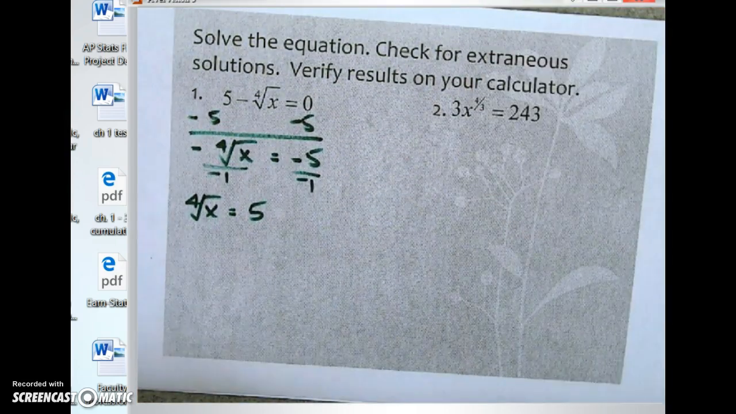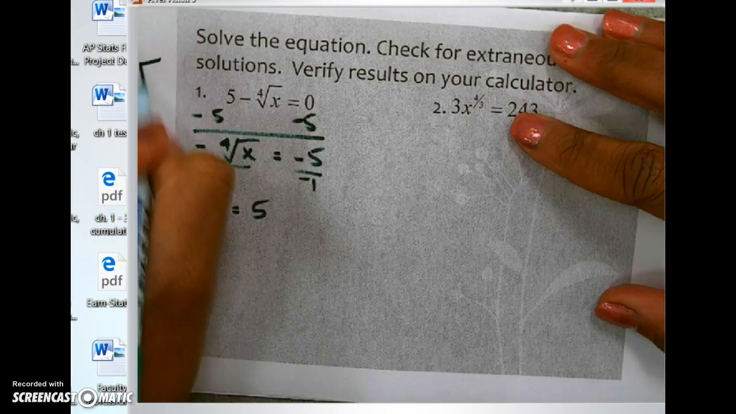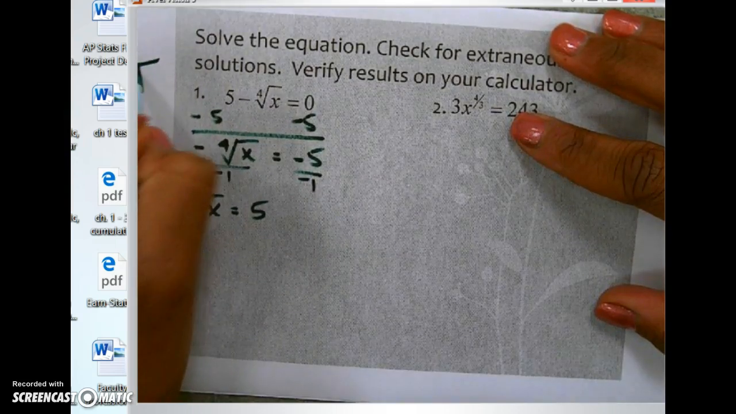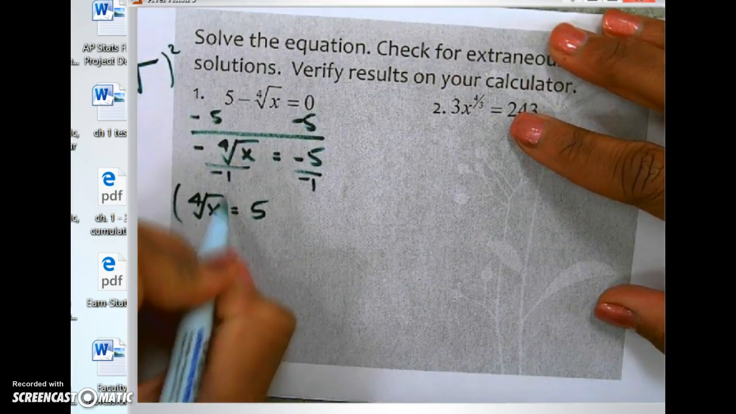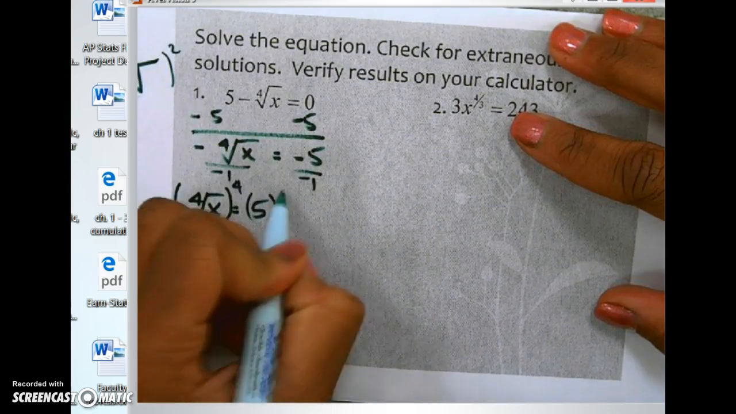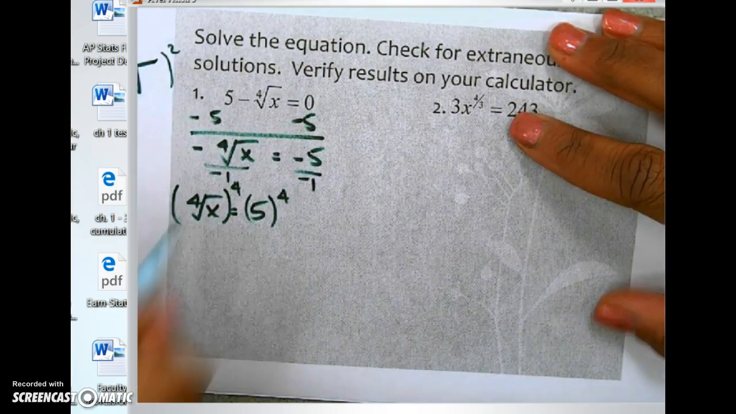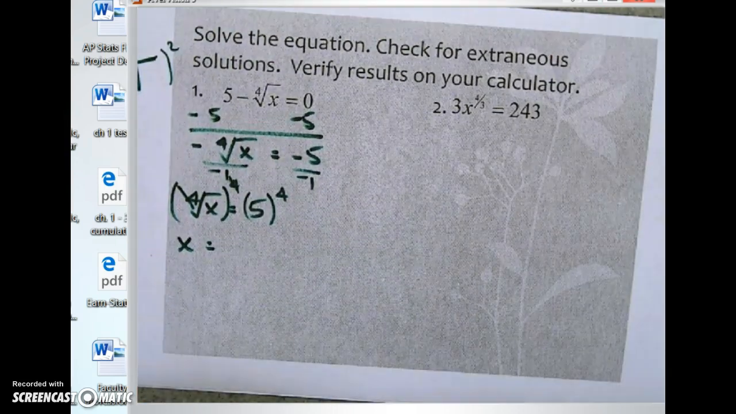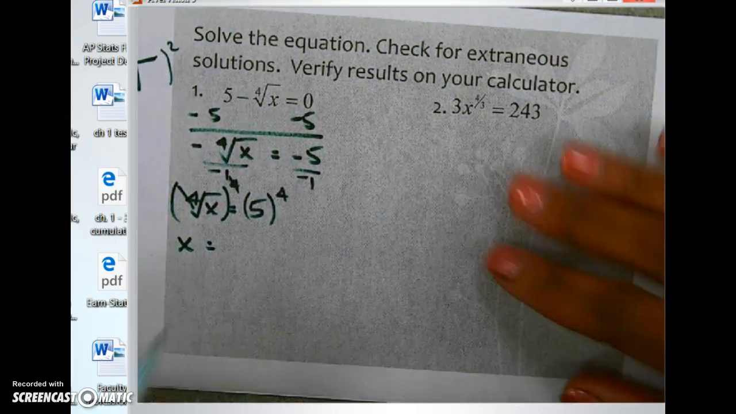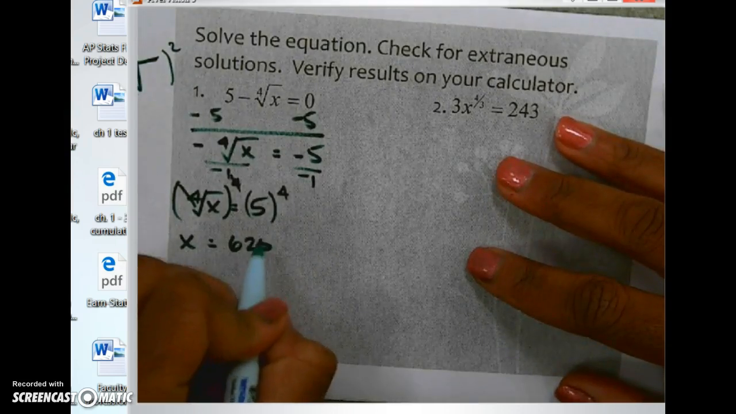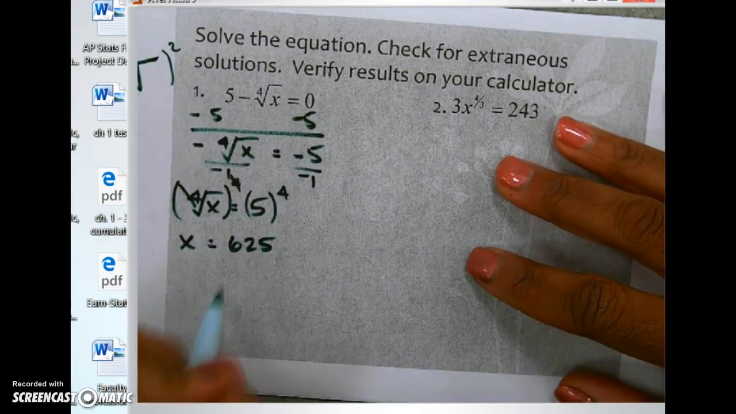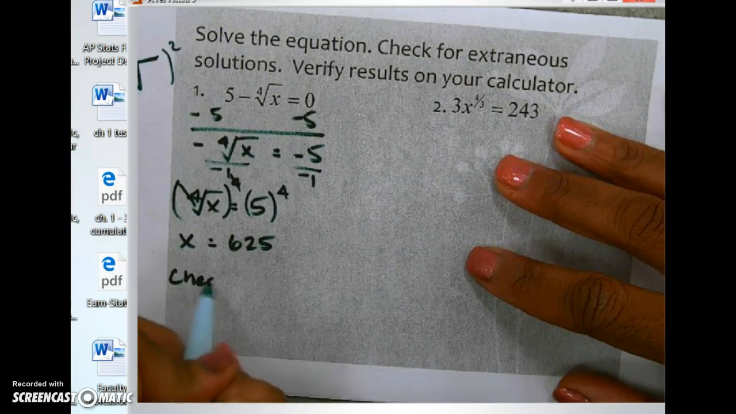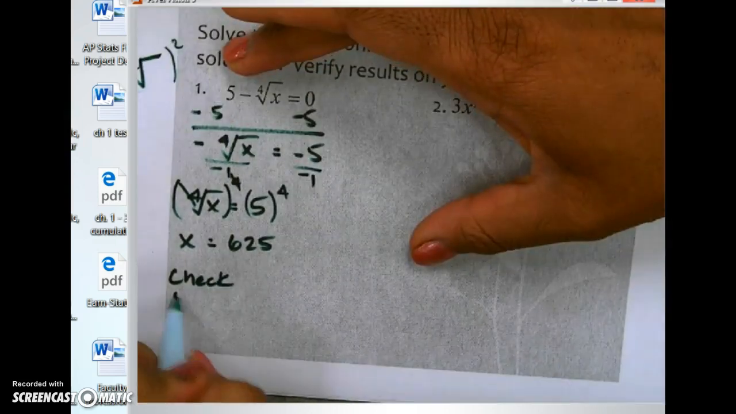Now, opposite of the fourth root. So remember, when we were taking the square root, because it's like a square, we would square both sides. Now we're taking the fourth root, so I'm going to raise each side to the fourth power. Then these cancel out, and I have x is equal to 5 to the fourth. 5 to the fourth is equal to 625. Then you could do your check before you box it by plugging it back into the original equation.